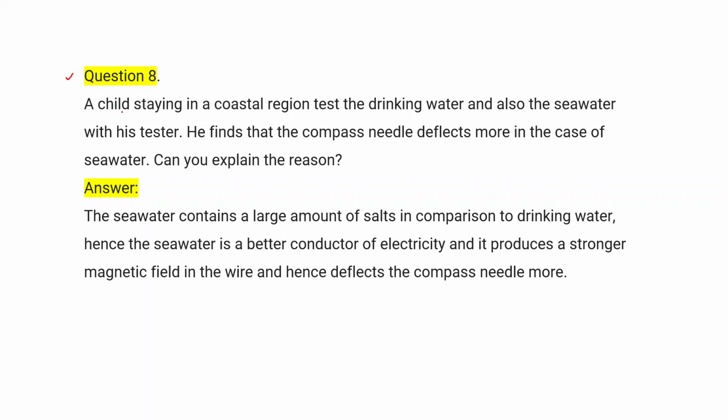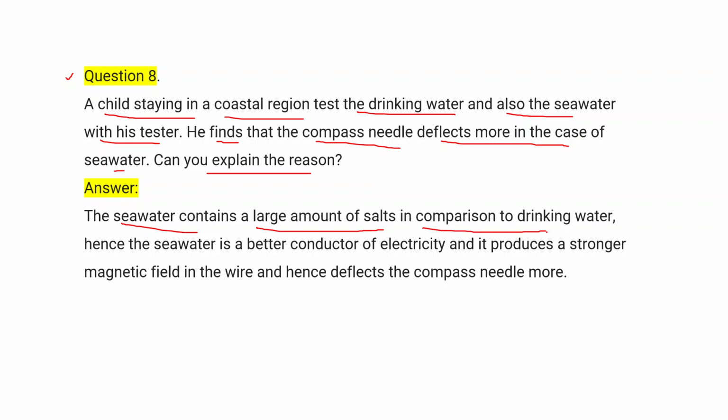Question 8. A child staying in a coastal region tastes the drinking water and also the sea water with his tester. He finds that the compass needle deflects more in the case of seawater. Can you explain the reason? Answer: the seawater contains a large amount of salts in comparison to drinking water. Hence, the seawater is a better conductor of electricity and it produces a stronger magnetic field in the wire and hence deflects the compass needle more.